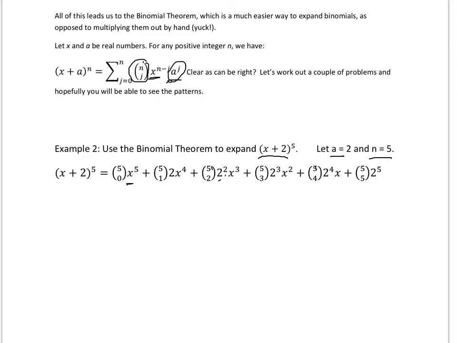Okay? So the first thing we want to do is simplify our first term right here. So 5 choose 0. That means I have 5 factorial over 0 factorial times 5 factorial. Now we need to give a special definition here. 0 factorial equals 1. So if 0 factorial is 1, I don't even have to worry about it. What's 5 factorial over 5 factorial? 1. It's 1, right?